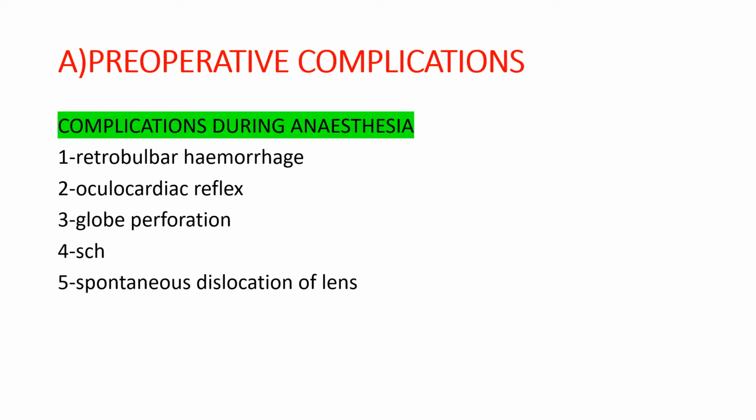Preoperative complications. In this, we have these complications during anesthesia. In complications during anesthesia, we have retrobulbar hemorrhage, oculocardiac reflex, globe perforation, subconjunctival hemorrhage, and spontaneous dislocation of the lens. Out of all these five, subconjunctival hemorrhage and chemosis is very common. About other types, I'll be discussing in the later slides.